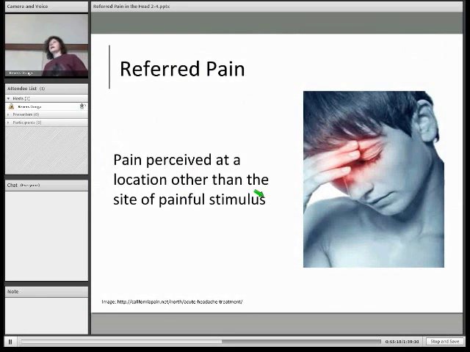So basically referred pain, we've learnt about it in a lot of the units and other systems. But I personally was not really very clear on it at all until I've done this presentation. So basically it's pain perceived at a location other than the site of the stimulus.